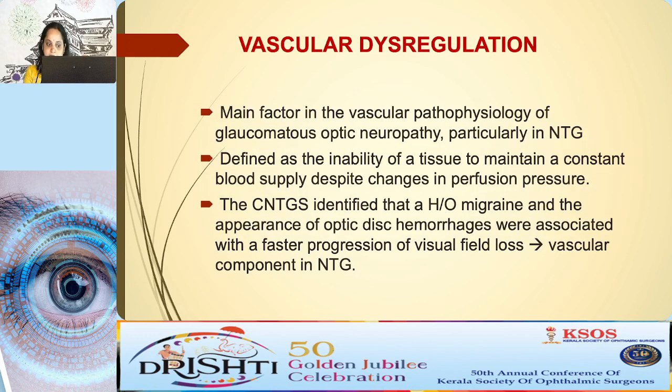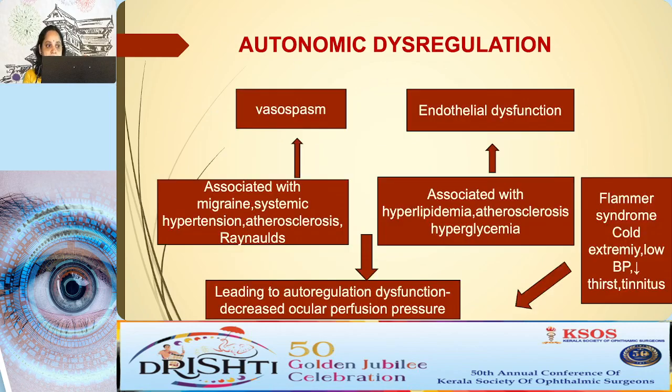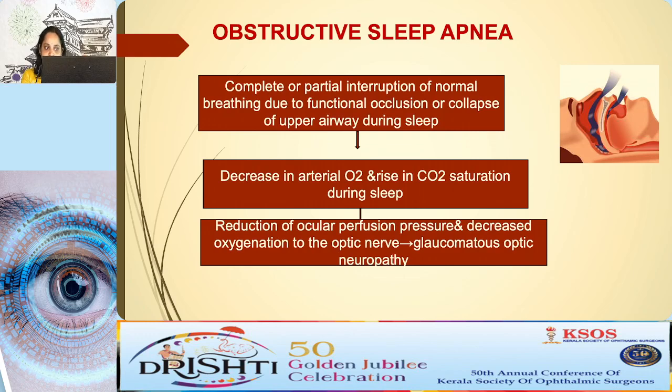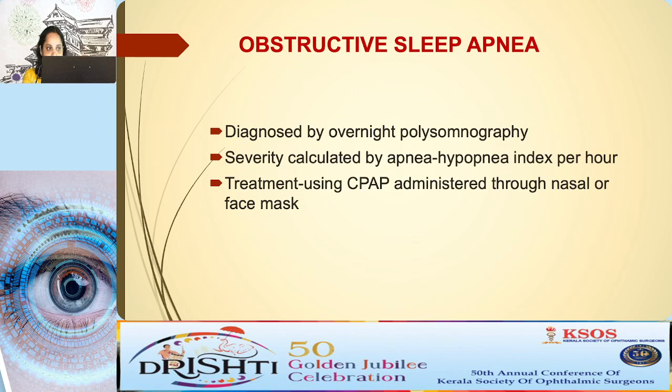Vascular dysregulation also has an important role, and if there is vasospasm and endothelial dysfunction, all these lead to autoregulatory dysfunction, which leads to decreased ocular perfusion pressure and can lead to NTG. In obstructive sleep apnea, there is recurrent, complete or partial interruption of the normal breathing, and it results in decreased arterial oxygen and rise in carbon dioxide saturation, and results in decreased ocular perfusion and leads to glaucomatous optic neuropathy.